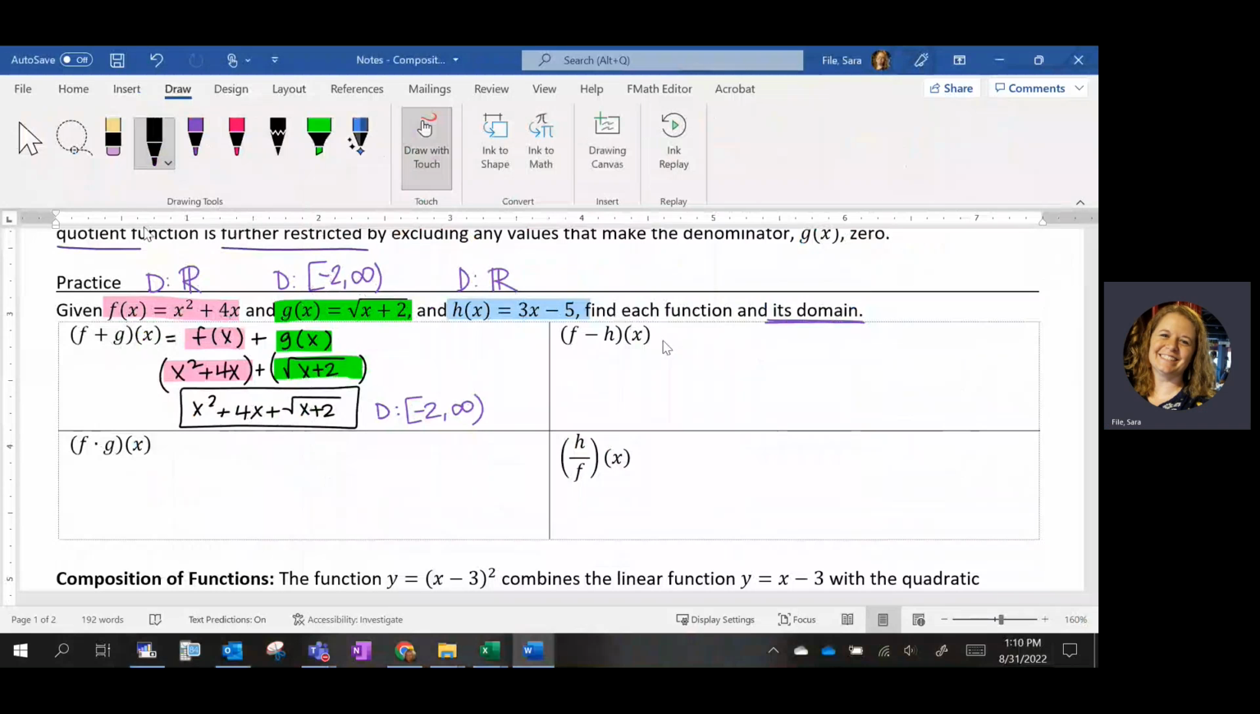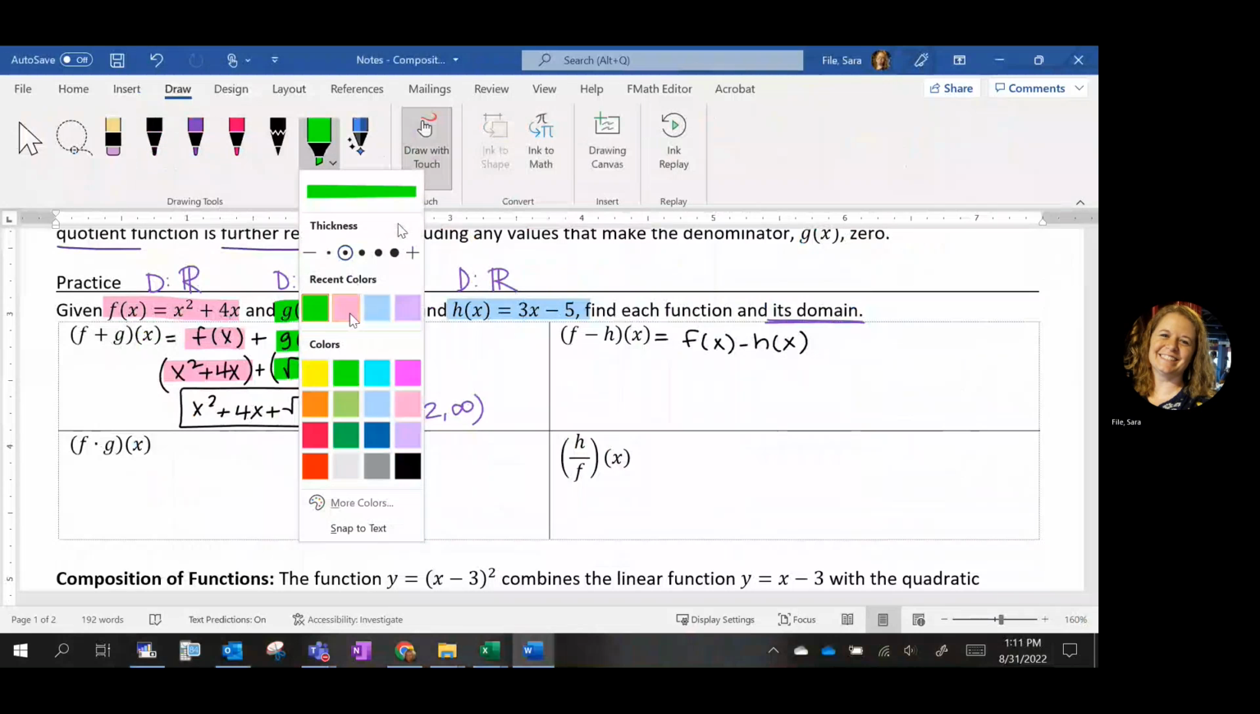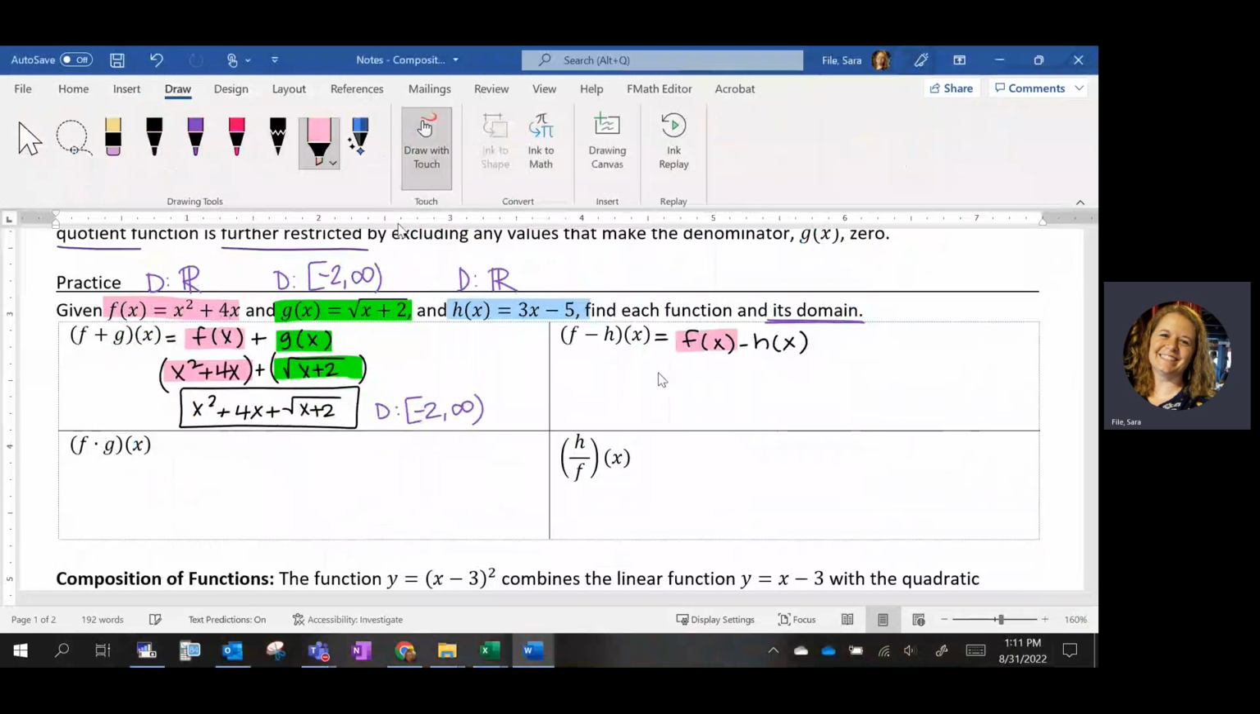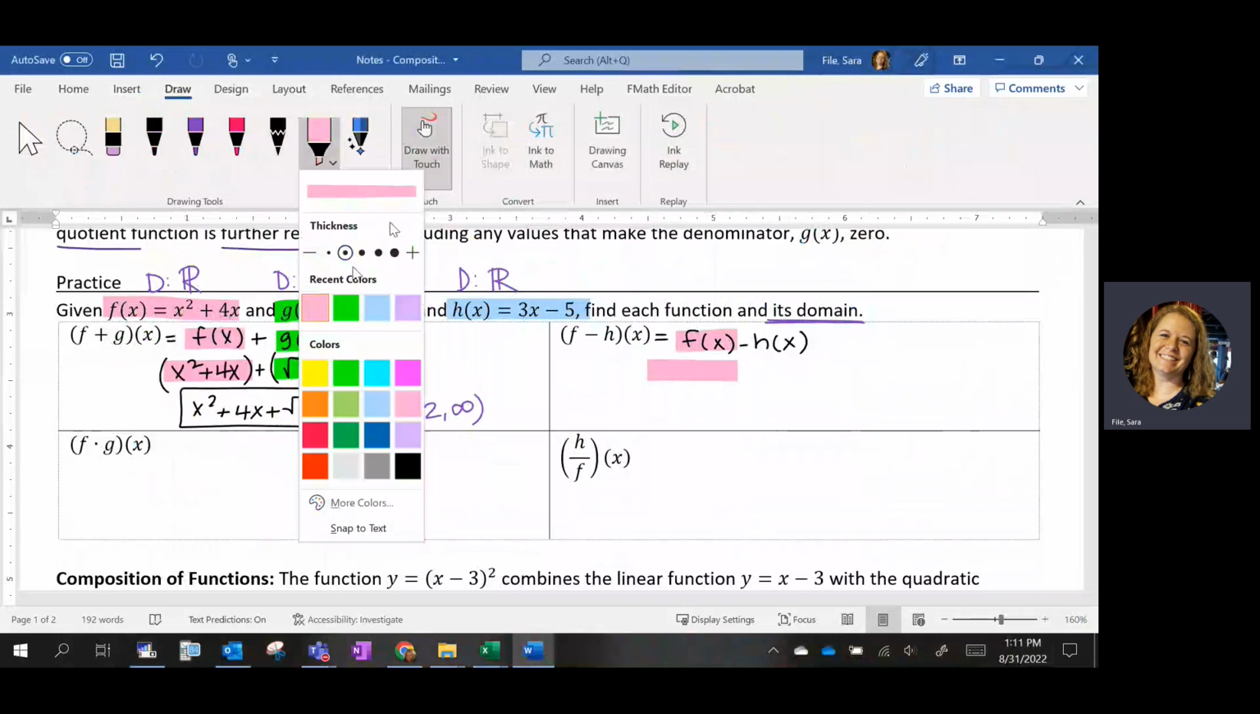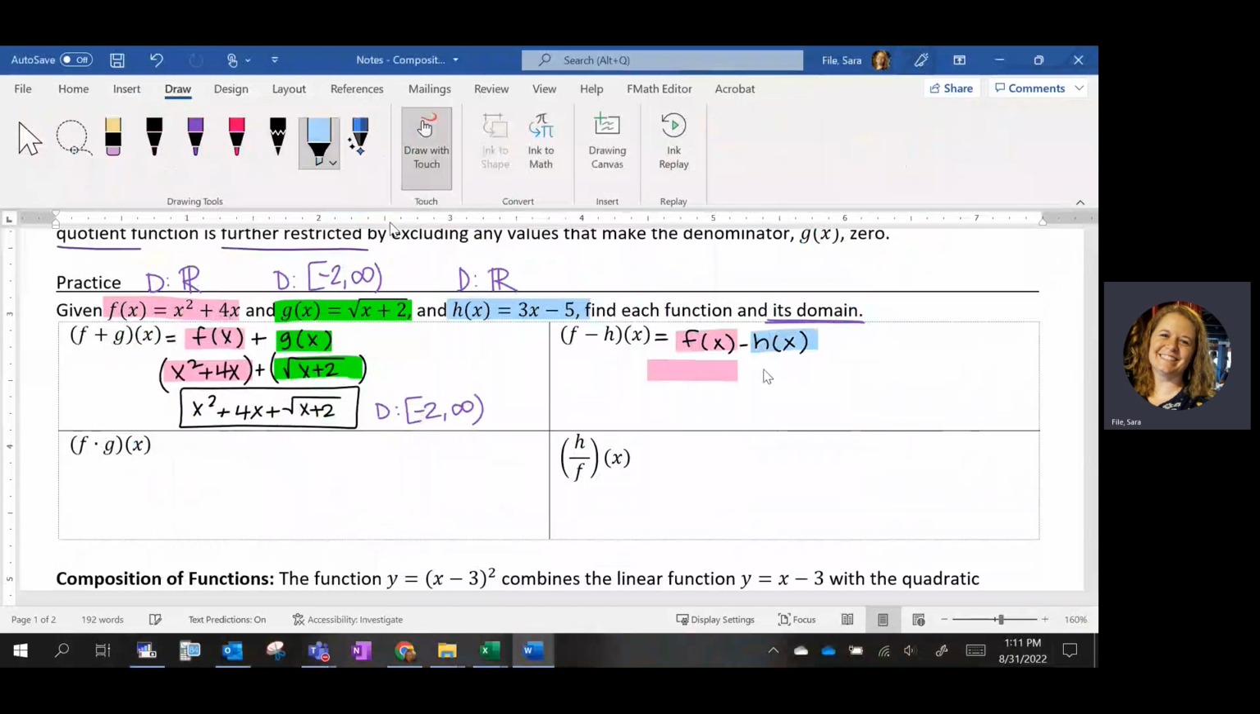Now for this f minus h of x, that can be written as f of x minus h of x. And we're going to make those substitutions. So I'm going to write out the f of x function, and then I'm going to write out the h of x function, and I am subtracting those. So the f of x function is x squared plus 4x. I'm going to put it in parentheses. And the h of x function is 3x minus 5.